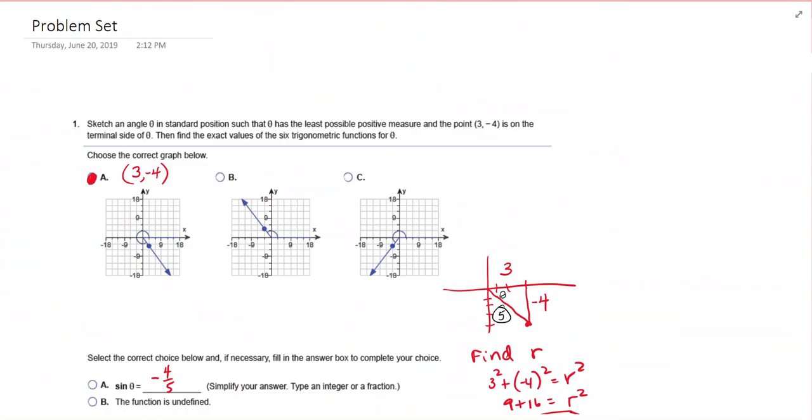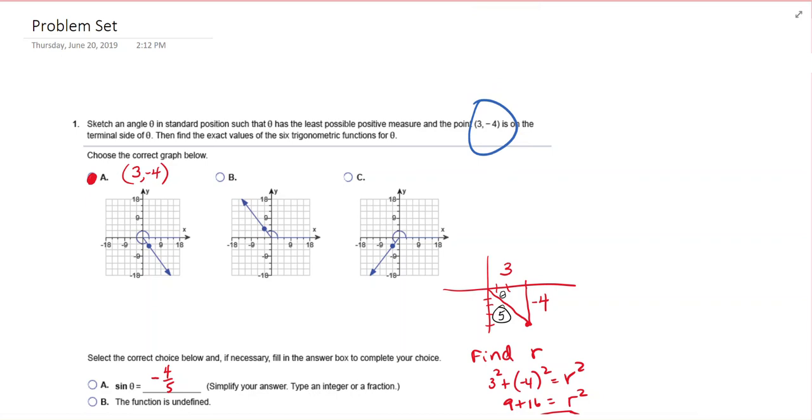All right, so let's look at this first question. It says, sketch the angle in standard position so that it has the least positive measure and the point (3, -4) is on the terminal side. So what we need to get out of that is here we have a point (3, -4).